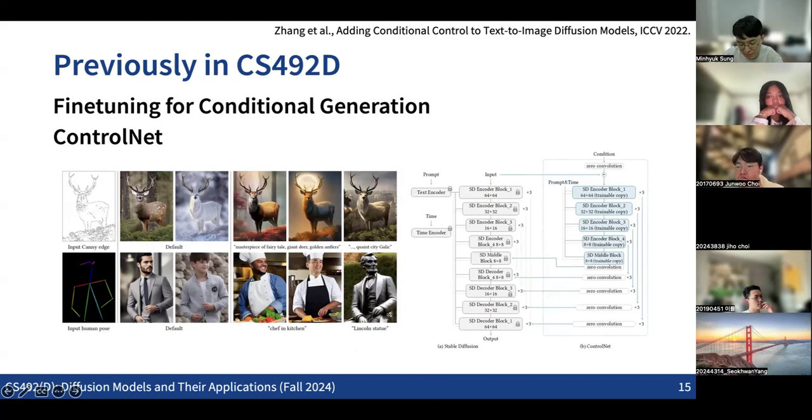And this was the case where we are assuming that there is some kind of dataset for the input condition and the output pairs. For those cases, we could consider fine-tuning the model.